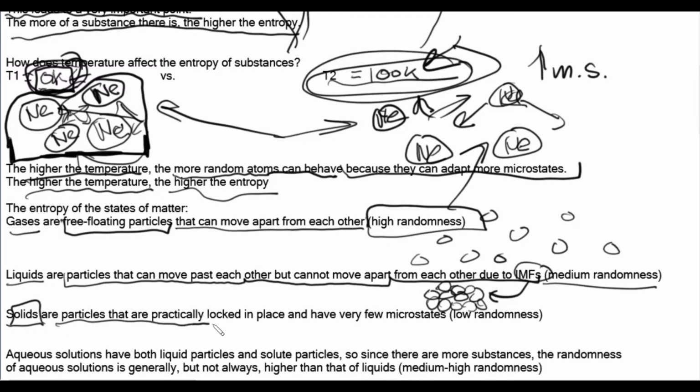Solids are particles that are practically locked in place, and of course there are exceptions, but we kind of consider solids as just essentially locked in place. Not exactly, because we have amorphous solids, which we know are malleable, so they're locked in place for the most part. And these particles have very few microstates, low randomness.